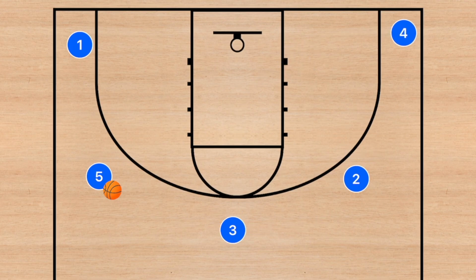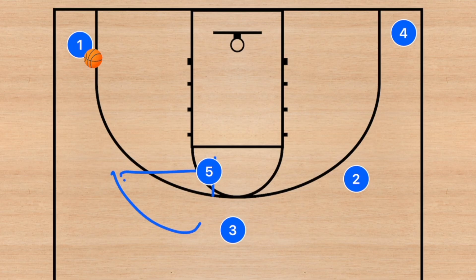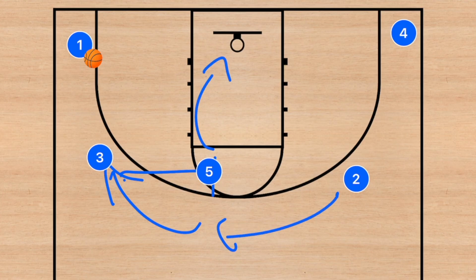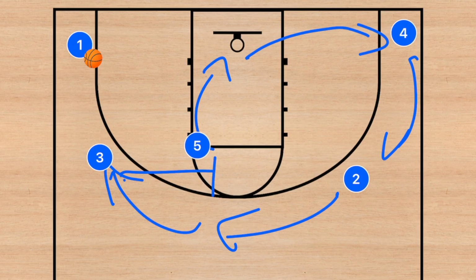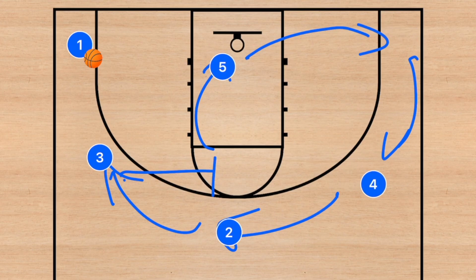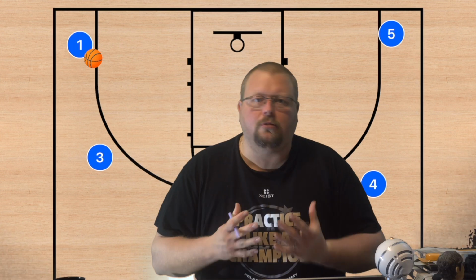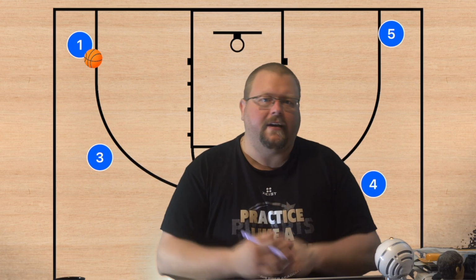If it's pass and screen away, so for example, a pass to player 1 and player 5 screens away, player 3 fills that spot. 5 cuts. 2 fills. 4 fills. And then eventually 5 will then fill out if nobody was open for the pass. That's the cycle. So make sure to go check out the complete guide to the 5-out offense that is down in the description below.